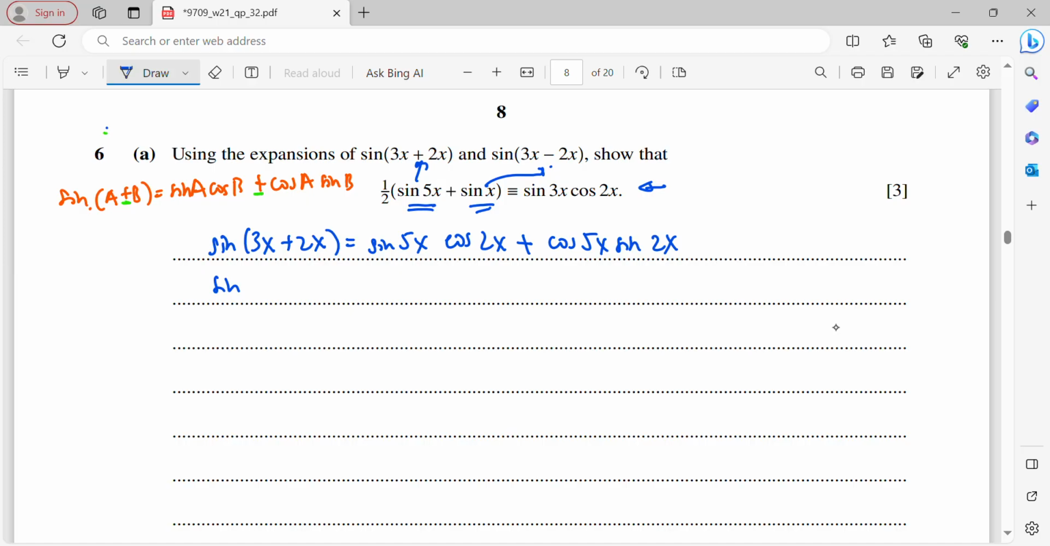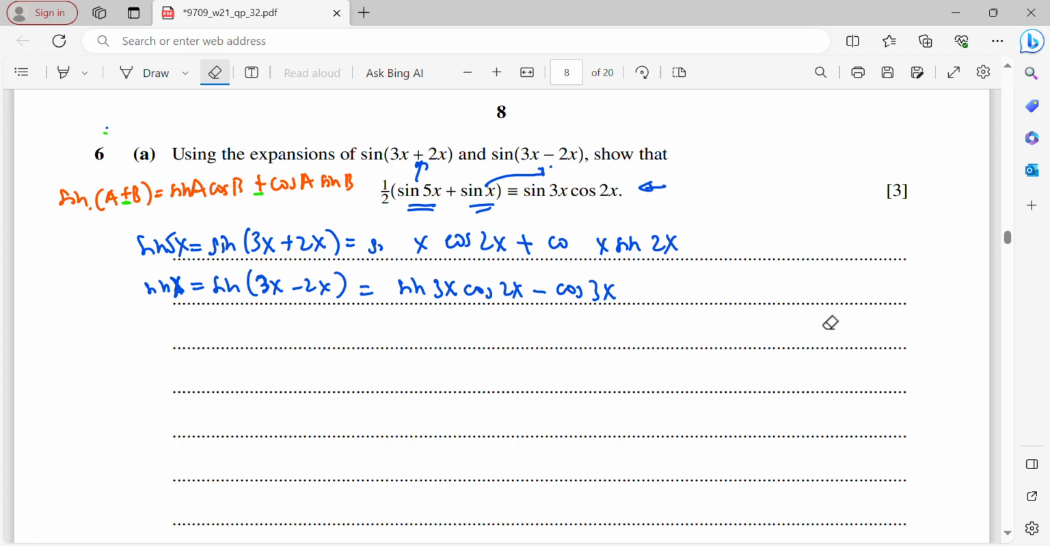Then for sine 3x minus 2x, this is basically sine x. It will be sine 3x cos 2x minus cos 3x sine 2x. Okay, I think I made a mistake earlier. It's 3, not 5. This is sine 3x, then cos 3x, then here is going to be sine 2x.